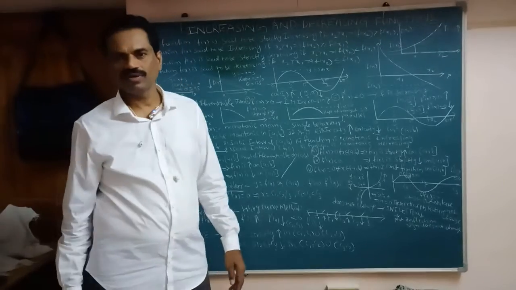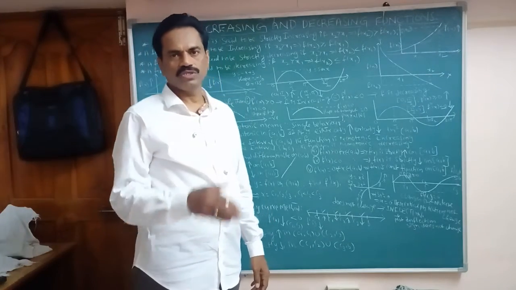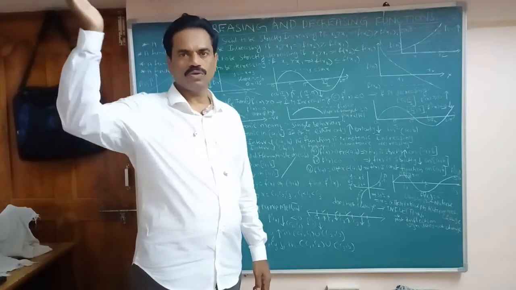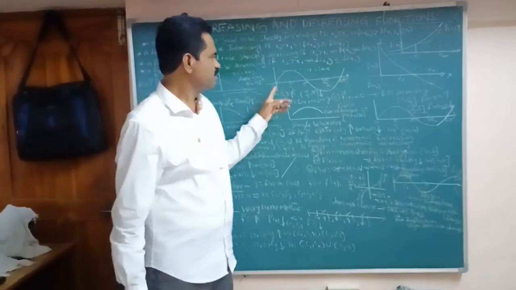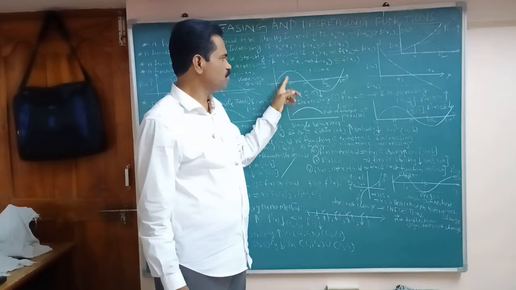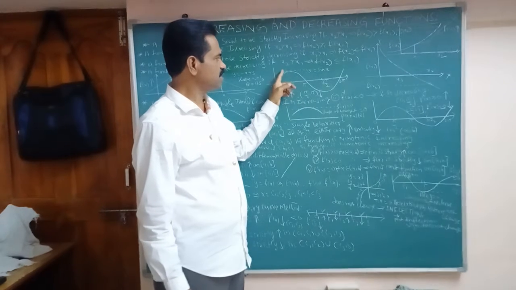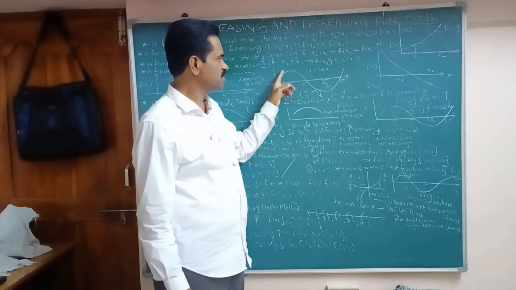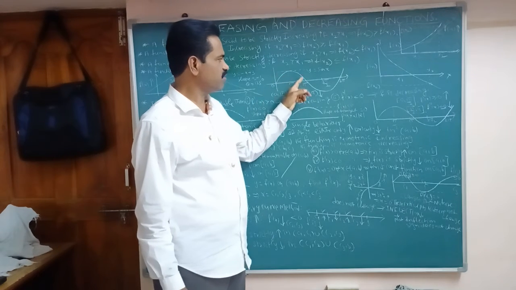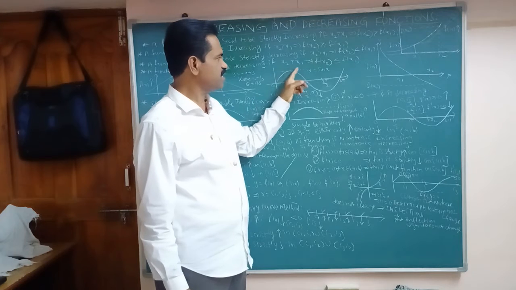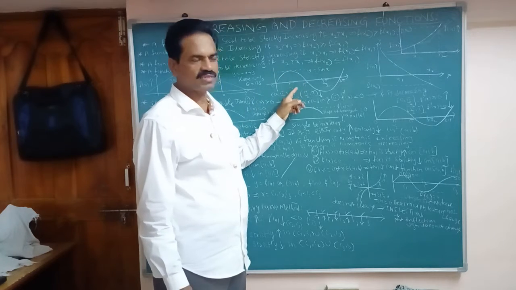See, we know the graph of y equal to sin x, from 0 to pi by 2 to pi, then 2 pi to 3 pi by 2 to 2 pi. You observe here from 0 to pi by 2, there is no change here, only again down. So this line is a tangent at this point. It is parallel to the x axis.